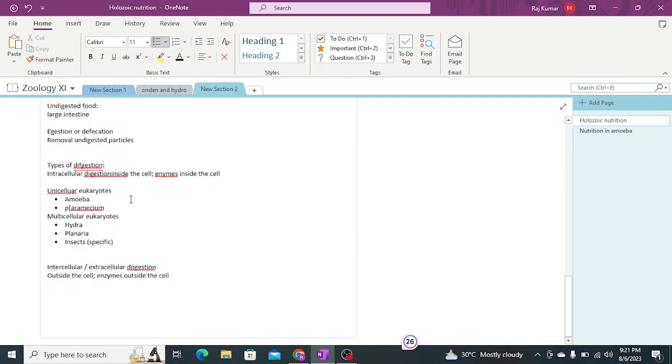Intracellular digestion occurs in two kinds of organisms: unicellular eukaryotes and multicellular eukaryotes. In unicellular eukaryotes, we have examples like Amoeba and Paramecium. In multicellular eukaryotes, we have Hydra, Planaria and some specific insects.